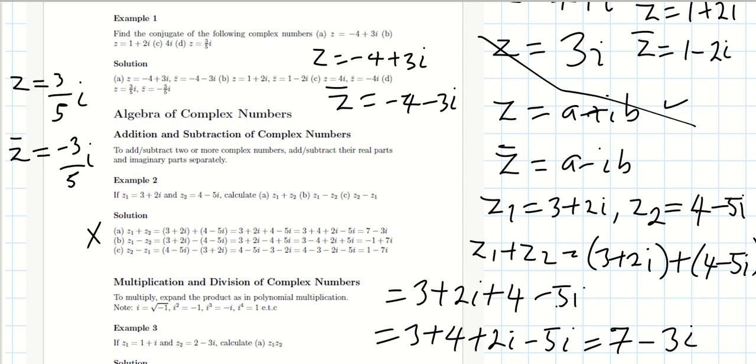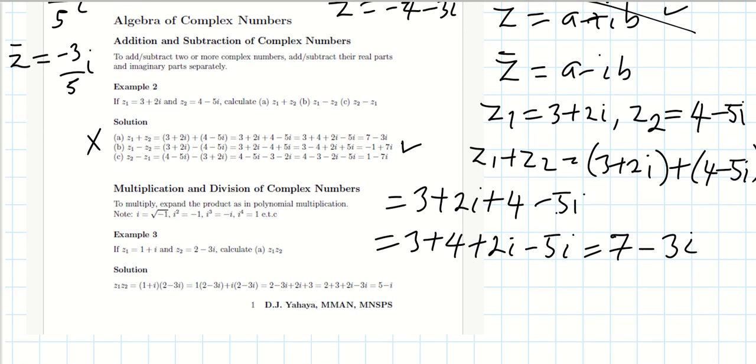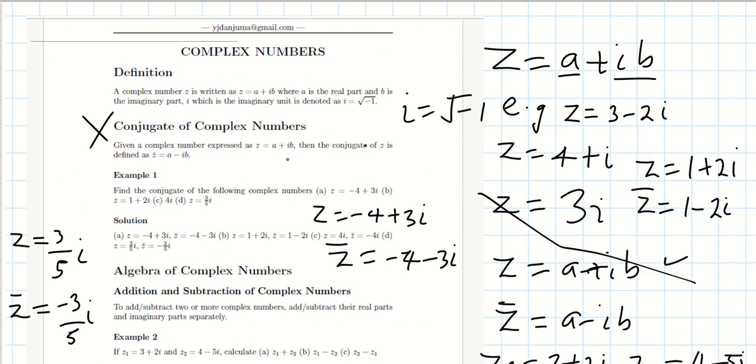Following the same procedure, you can see that z1 minus z2 is minus 1 plus 7i, which is indicated here. Then in our next video, we will talk about multiplication and division of complex numbers.